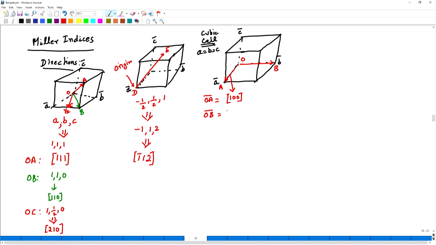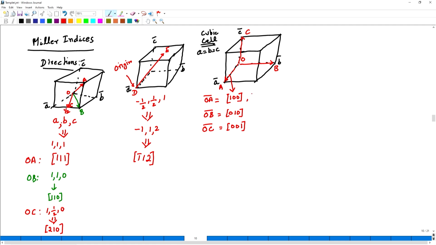OB clearly would have Miller indices 0, 1, 0, as it has 0 component along A, 0 component along C, and 1 component of unity along B. Similarly, if I define a vector OC, its Miller indices are going to be 0, 0, 1.